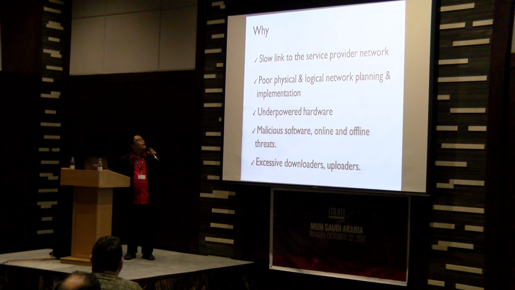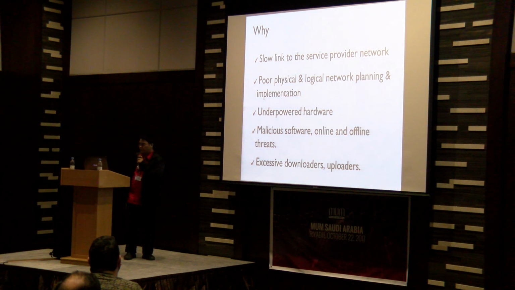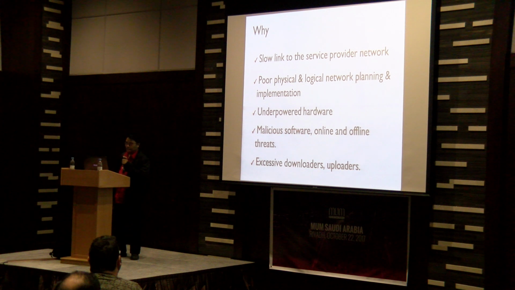So we have to go to our why. I've identified here 5 whys. Number 1 is slow link to the service provider network. Number 2 is poor physical and logical network planning and implementation. Number 3, underpowered hardware. Number 4, malicious software, online and offline threats. And number 5, excessive downloaders and uploaders. So probably we have this in our network. We're going to be focusing on number 5.